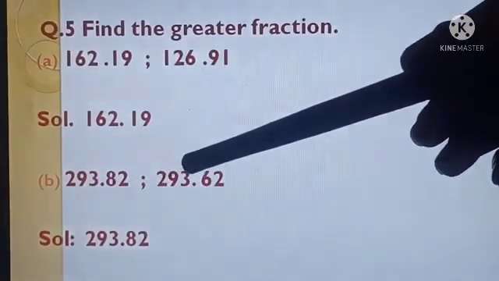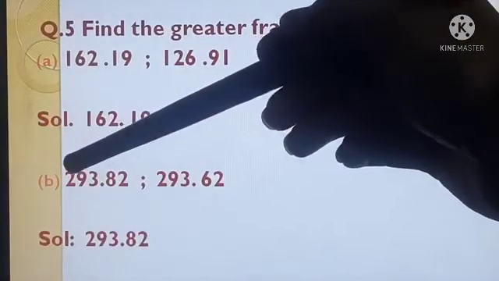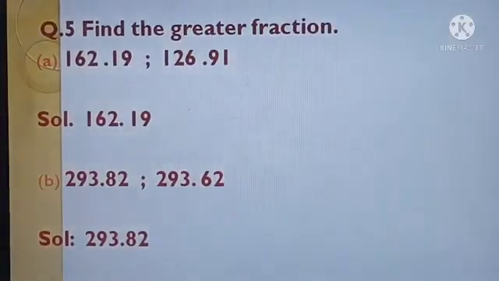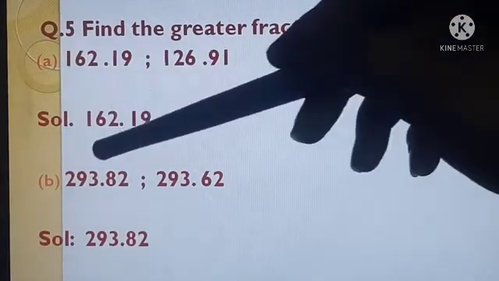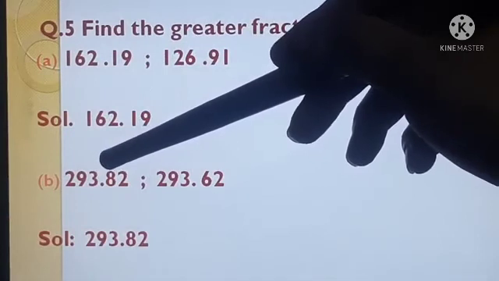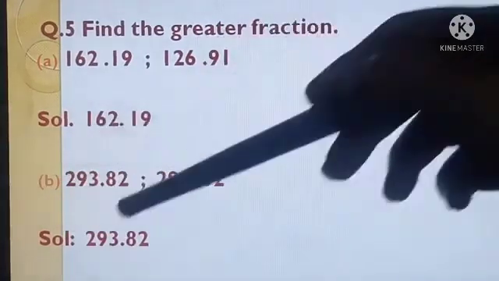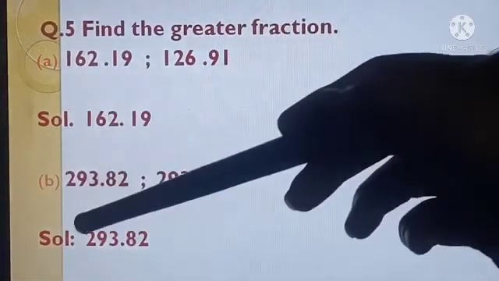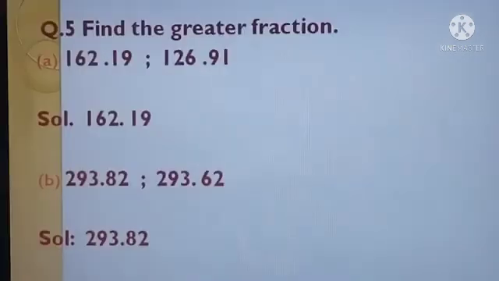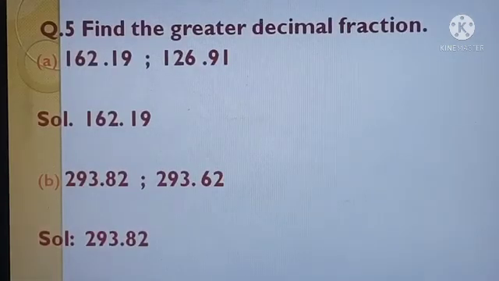Right? Now see the next part, 293.82 and 293.62. Now see whole number part 293, 293. Same. Now let's check our 10th place. After decimal, we are getting 10th place, 8 and 6. Greater is 8. So the greater fraction will become 293.82. But actually the question is given in your book, find the greater fraction. But when you will solve it in your practice, now you write here find the greater decimal fraction. Okay. These are basically decimal numbers.